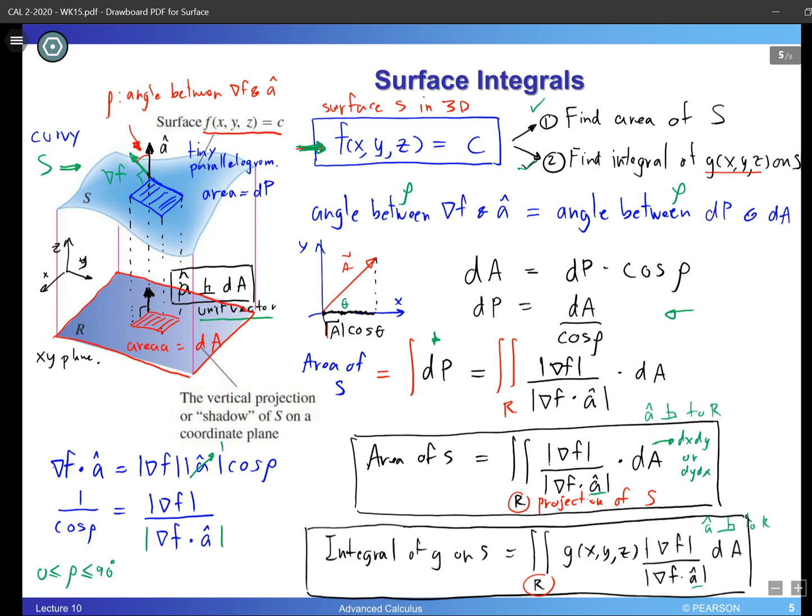So if you project this S onto xy plane, this A hat right here is going to be K hat. So this one is going to be K hat for xy plane projection. Alright, there you go. We have two formulas today. One for the area of the surface S. This first one, area for the surface S, and this one is for the integral of any function g on the surface S. Number two. So let's move on to some examples in the next slides.